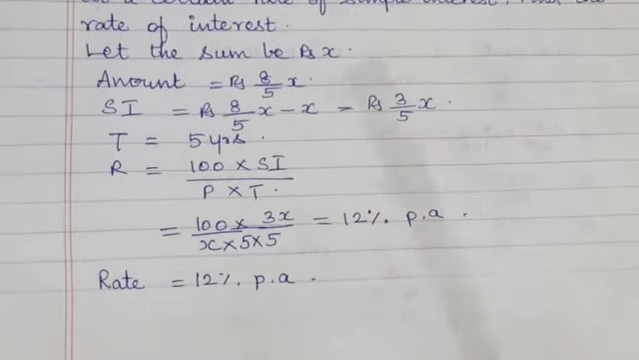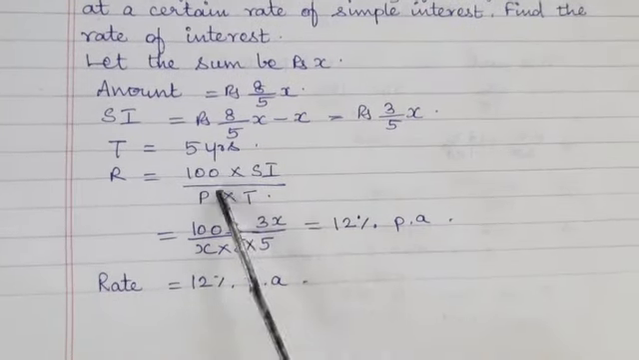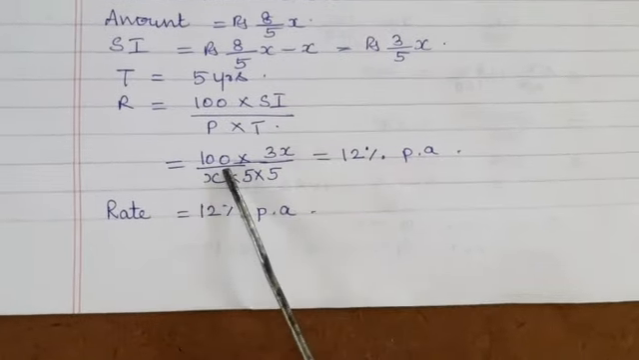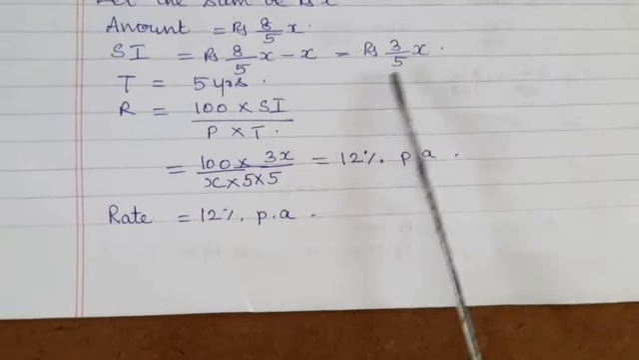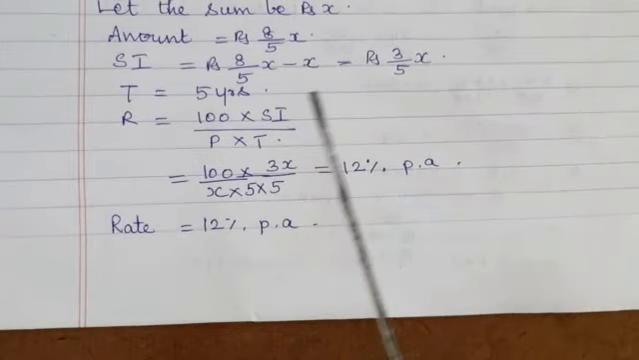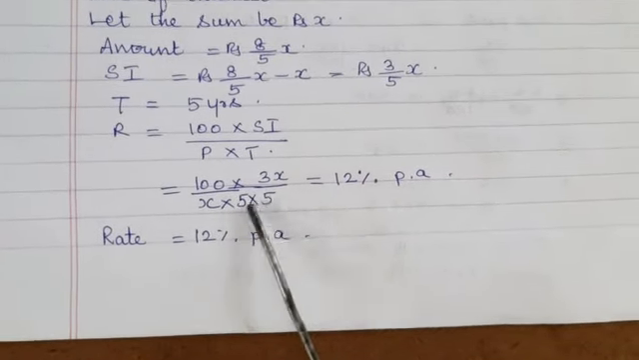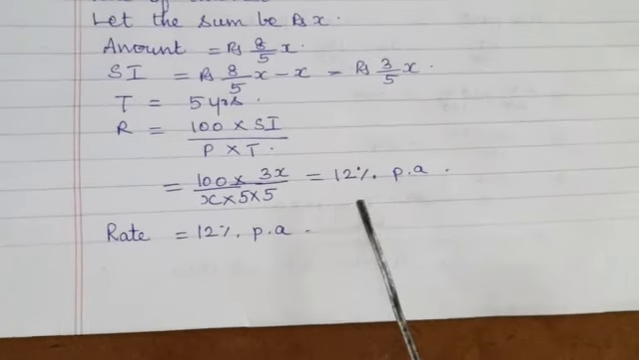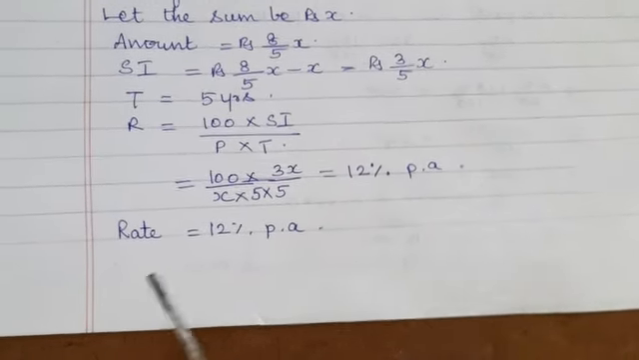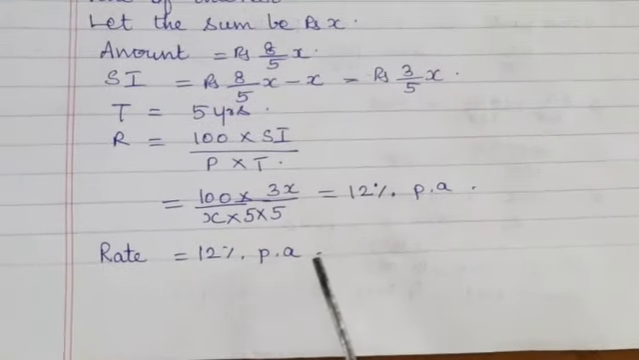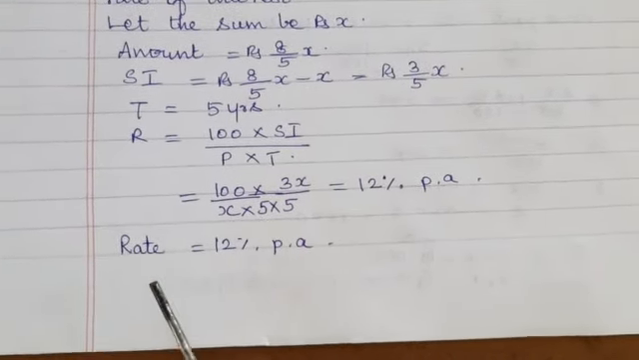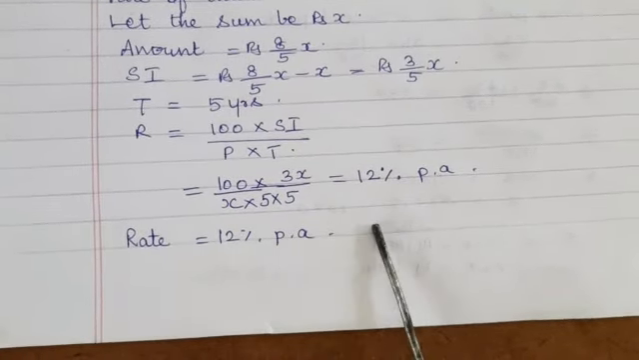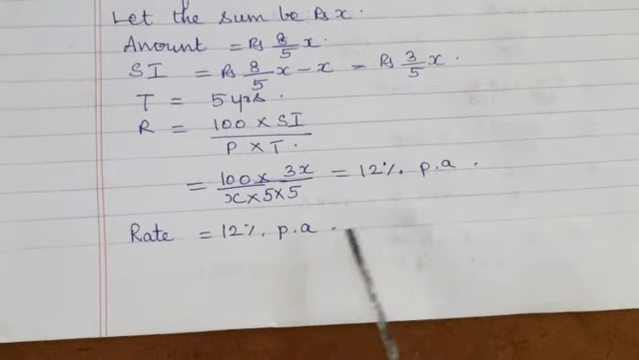And time is given 5 years. Rate formula 100 into SI divided by P into T, which is equal to 100 into SI, that is equal to 3 by 5x, P equal to x, and T equal to 5 years. So x cancels. After simplification you will get 12% per annum. So rate equal to 12% per annum. Always remember that the rate is some percentage per year, that is per annum. So rate equal to 12% per annum.